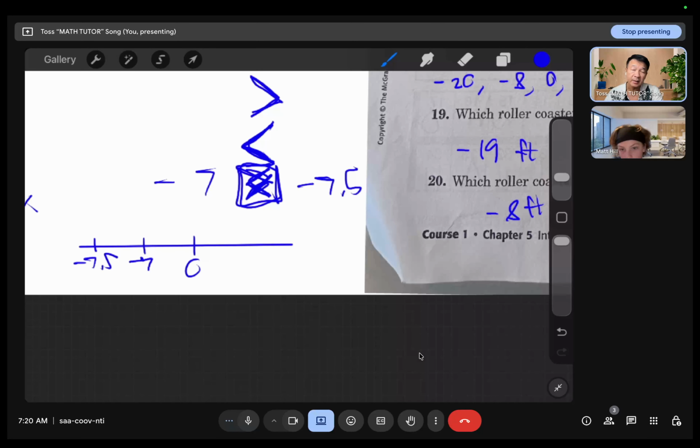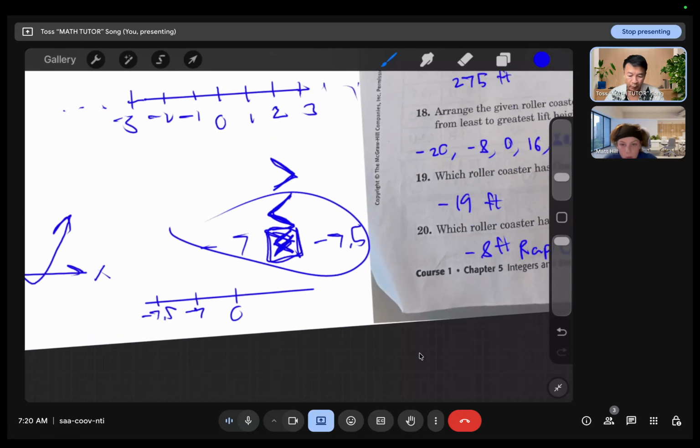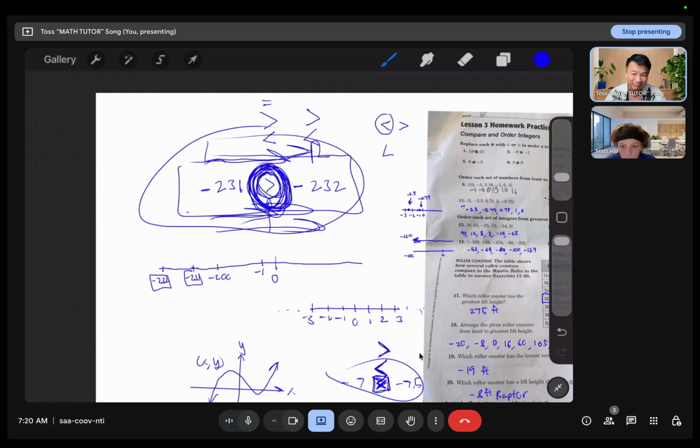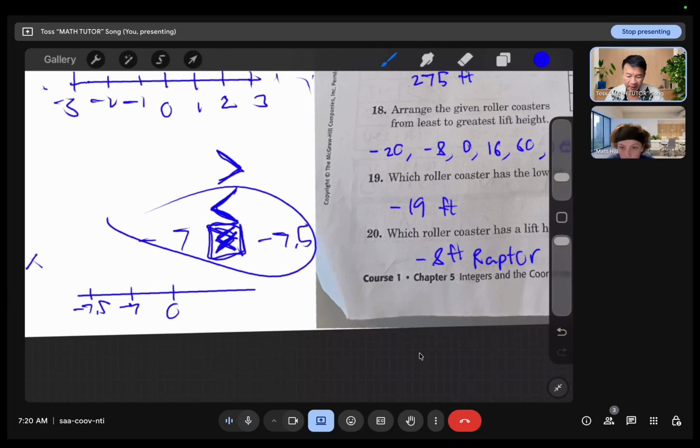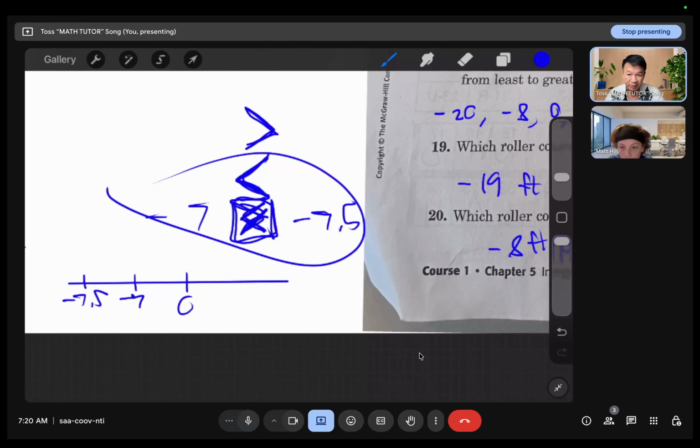Now, I made them really tricky because I made them really close to each other. I would think on the quiz, on the test, they will have at least one of them close to each other, while the rest will be easy, farther apart from each other. I know for a fact on a test, one of them will be like the one I gave you, like negative 7 and negative 7.5. That will likely be on the test.